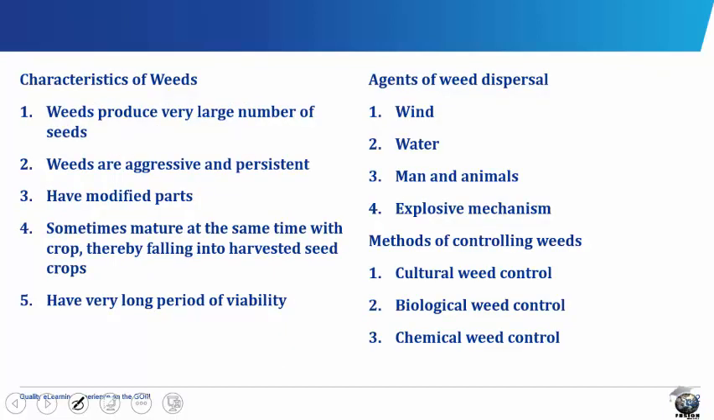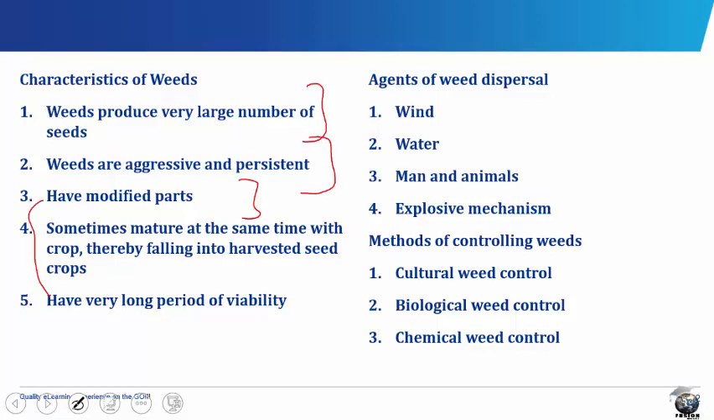There are different characteristics of weeds which can help us know when a weed is growing in our farm. They include: 1. Weeds produce very large number of seeds. Weeds are aggressive and persistent. Weeds have modified parts, for example, the leaves, stems, roots, and seeds, which help them survive adverse environmental conditions.